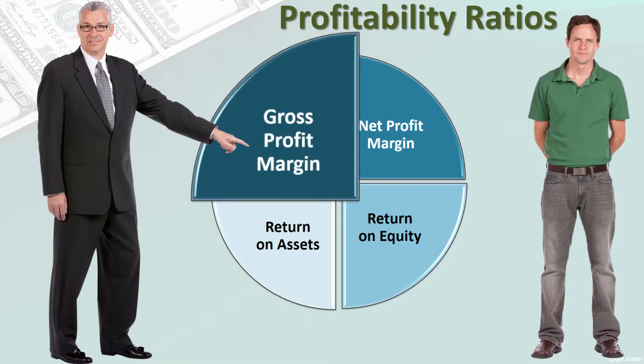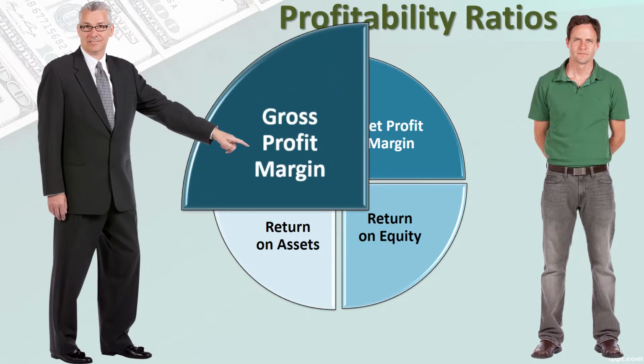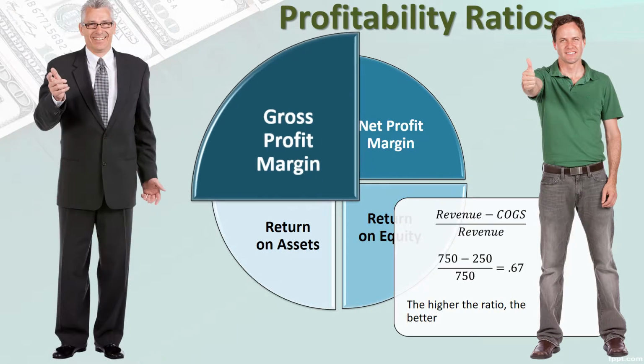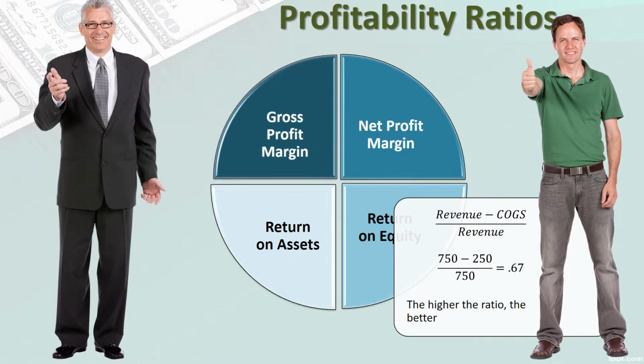Turning our attention once again to XYZ, their gross profit margin is 0.67, which was found by subtracting the $250 COGS from the $750 of revenue and then dividing it by the $750 revenue. This shows that XYZ is retaining 67% of the revenue after accounting for COGS. Without knowing their industry standard, this appears to be pretty good. The higher the ratio, the better.